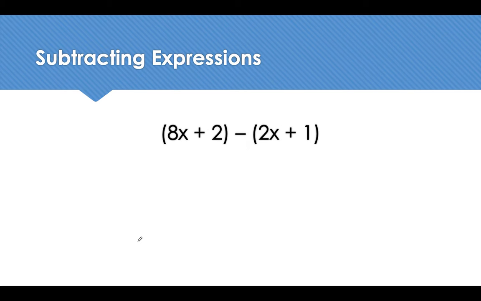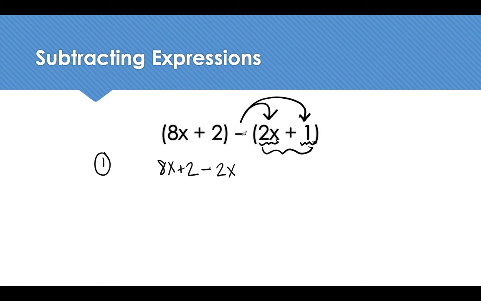Okay, we're going to try some subtracting expressions, which is a bit more complicated than adding. So when you are subtracting expressions, you have to remember that you're not only subtracting the first term in the second quantity, but you are subtracting also the second term in the second quantity. So this whole second quantity is being subtracted, not just the 2x, but also the +1. So when we rewrite this, it's going to look like this: 8x plus 2 minus 2x, but also minus a plus 1. So I can write -1.